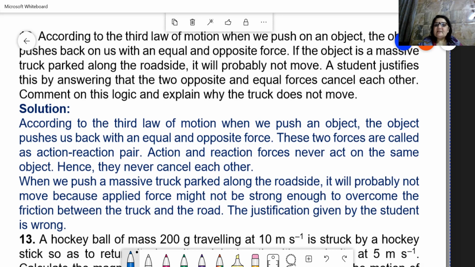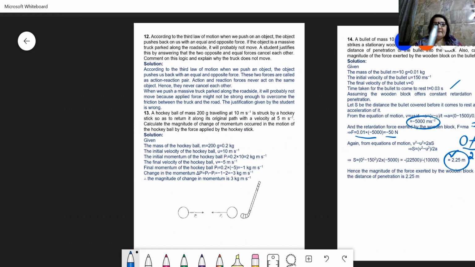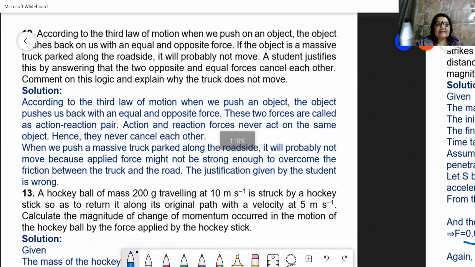According to the third law of motion, as the student has said, when we push an object, the object pushes us back with equal and opposite forces. These two forces are called an action and reaction pair. Action and reaction forces never act on the same object. So they never cancel each other; they act on different bodies. Whatever justification the student is giving is not related to it.